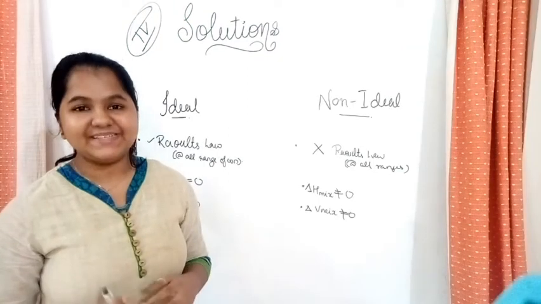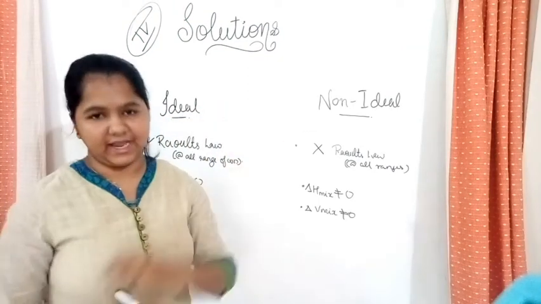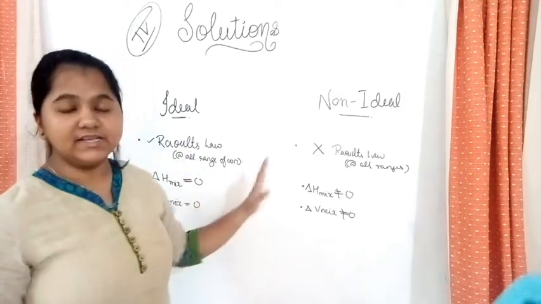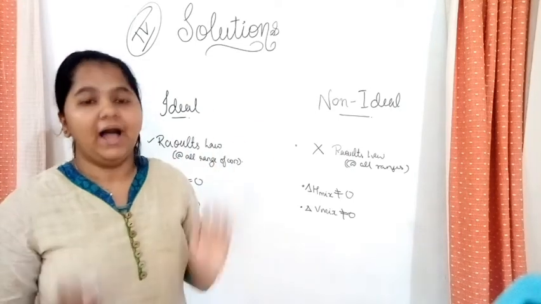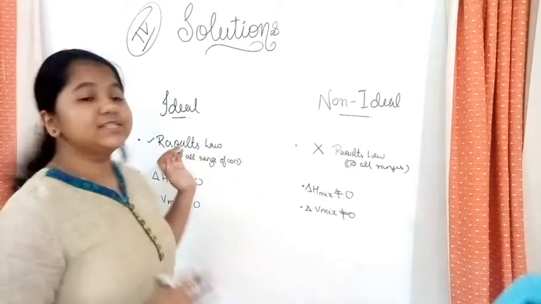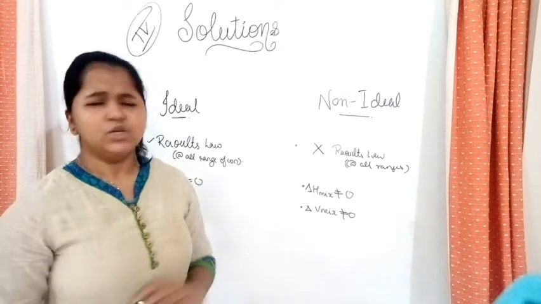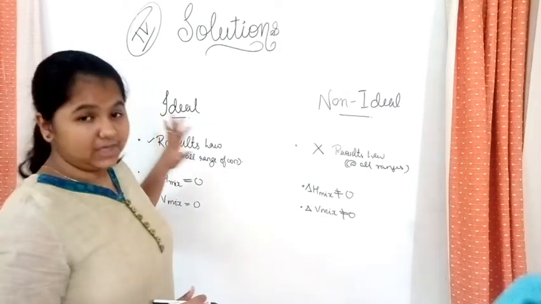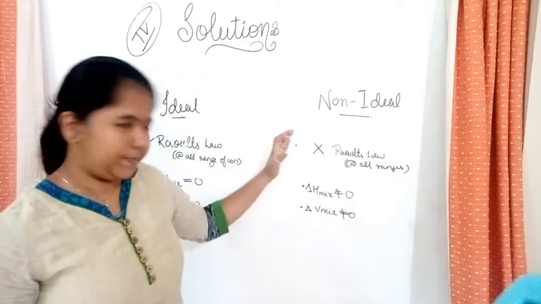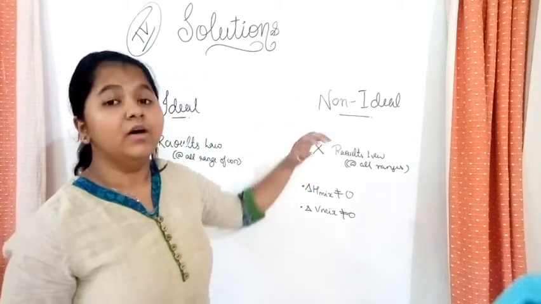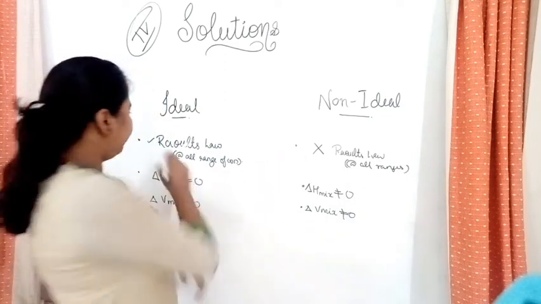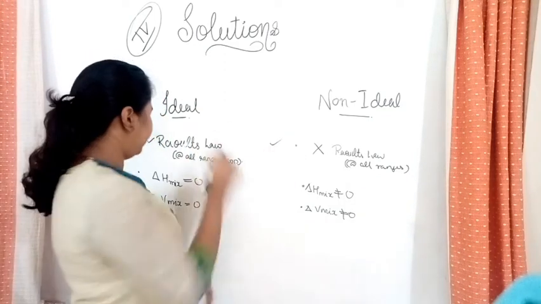So now we'll be dealing with ideal and non-ideal solutions in this session. First thing, what is an ideal solution? An ideal solution is a solution that obeys Raoult's law at all ranges of concentration. So if an ideal solution obeys it, then what would a non-ideal solution be? It would be the opposite. That is, it doesn't obey Raoult's law at all ranges of concentration. So that is our first point.